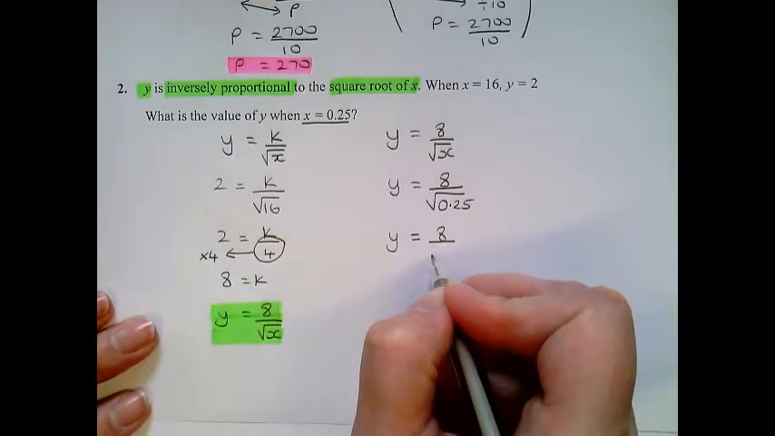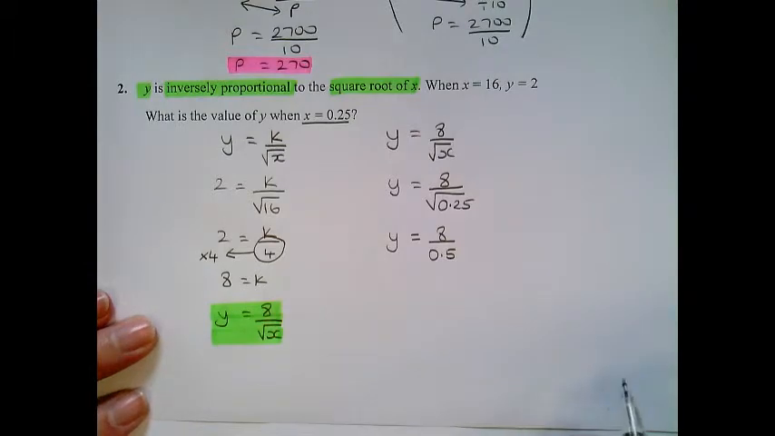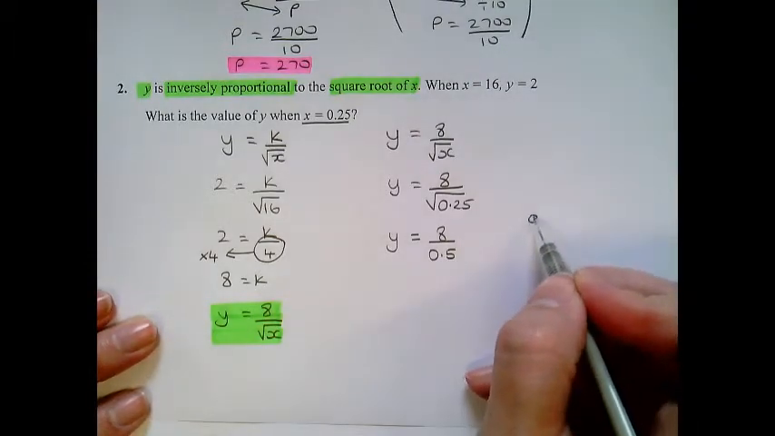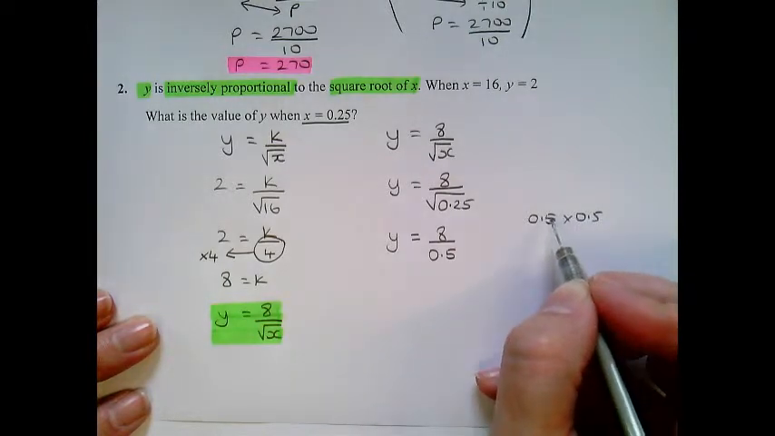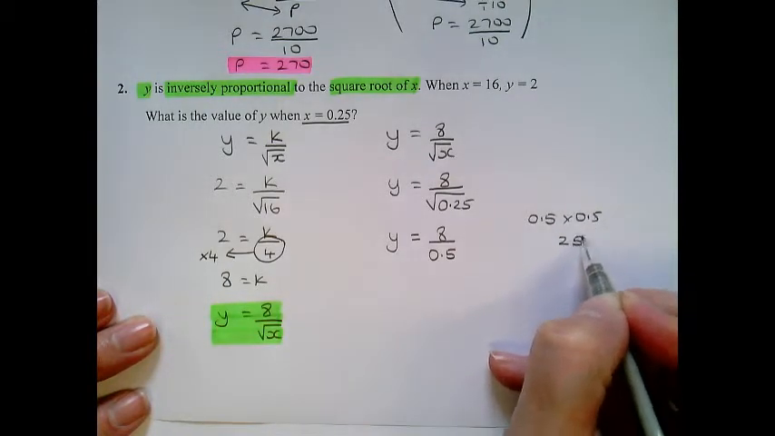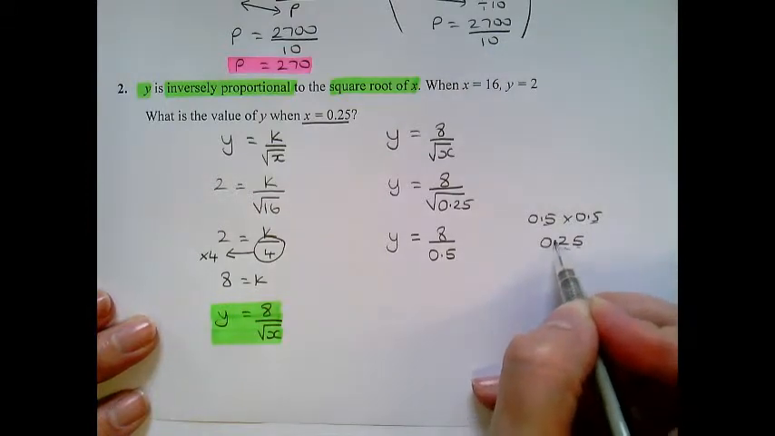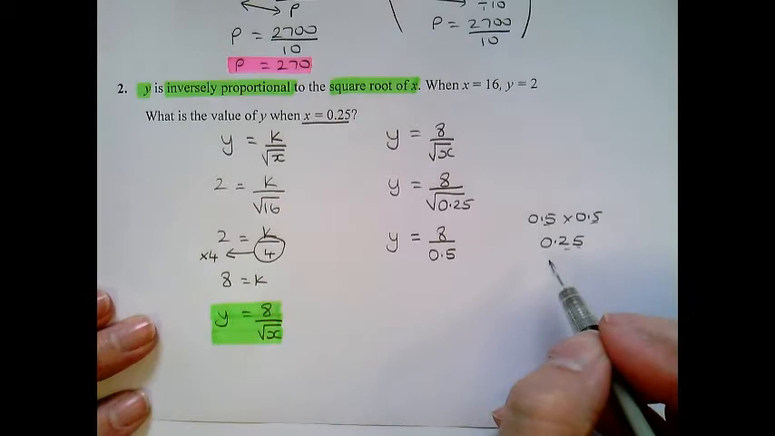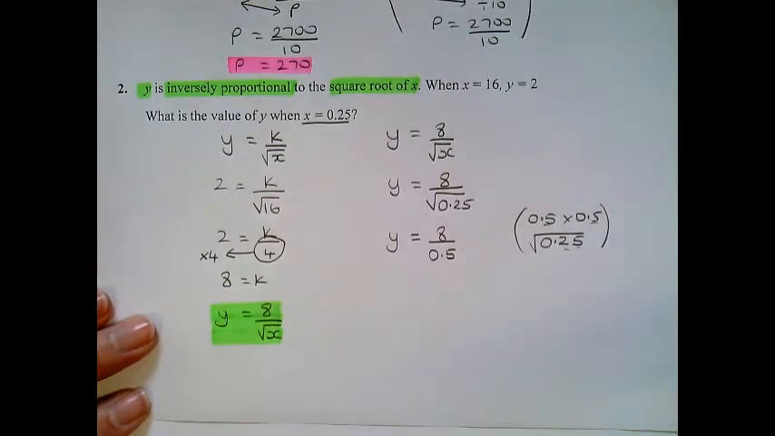So 0.5 times 0.5 gets you 0.25. You would do 5 times 5 gets you 25, and then because you've got two numbers after the point, you need two numbers after the point there, so you would get 0.25. So then the square root of 0.25 takes you back to the 0.5.